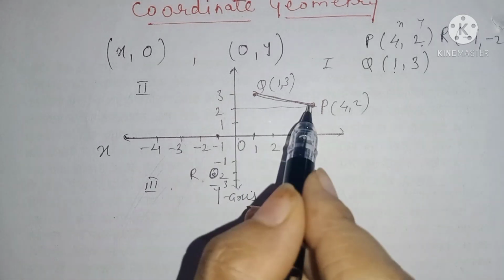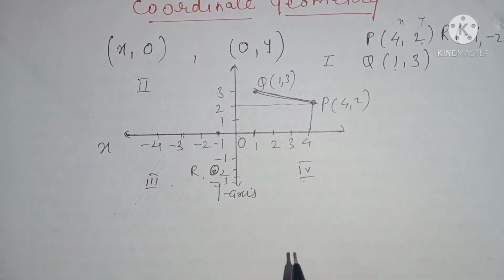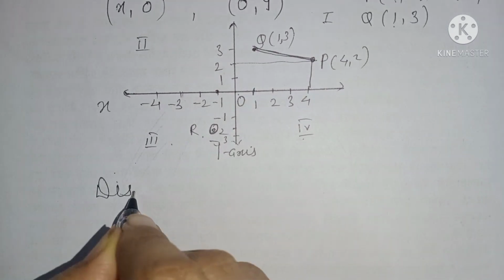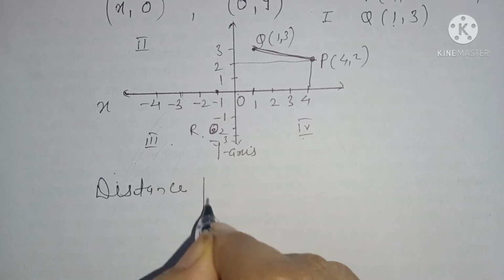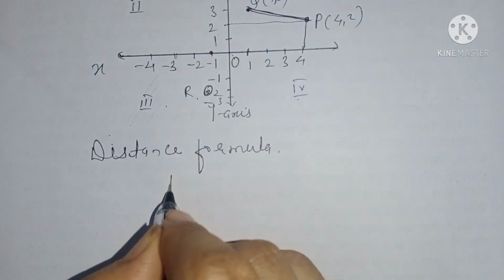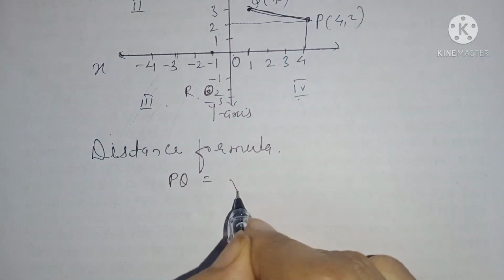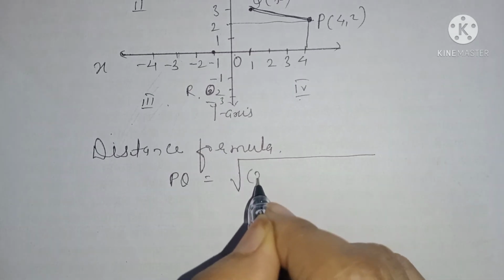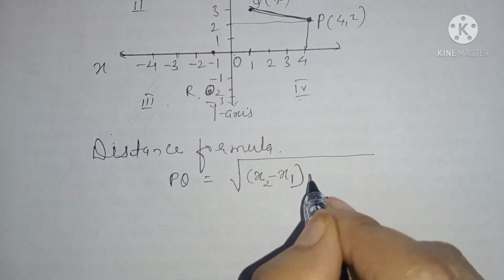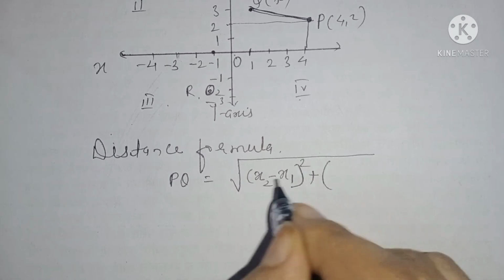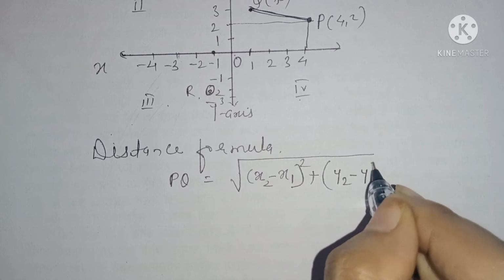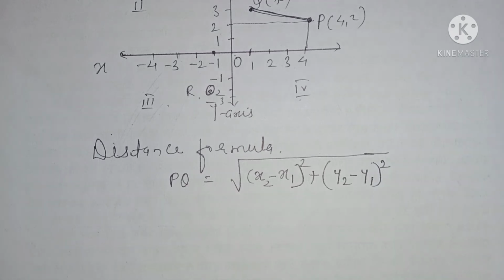Suppose now I have to find the distance between P and Q. Actually, first let me introduce the distance formula, and then I'll explain the derivation also. The distance formula: suppose distance PQ, it is under root x2 minus x1, whole square, plus y2 minus y1, whole square. This is the distance formula.